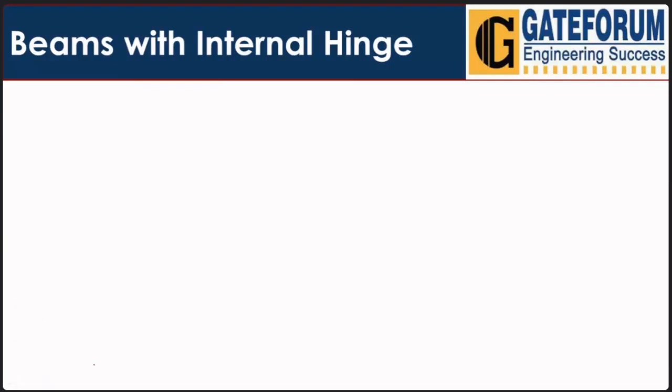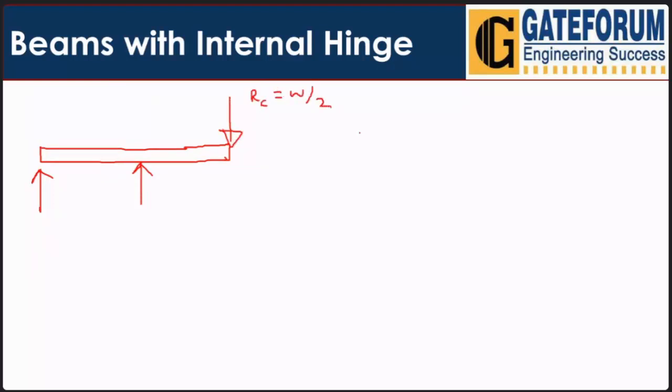Just look here. Here we have the beam like this, with points A, B, C. RC is equal to W by 2, and here we have a UDL of W newton per meter.